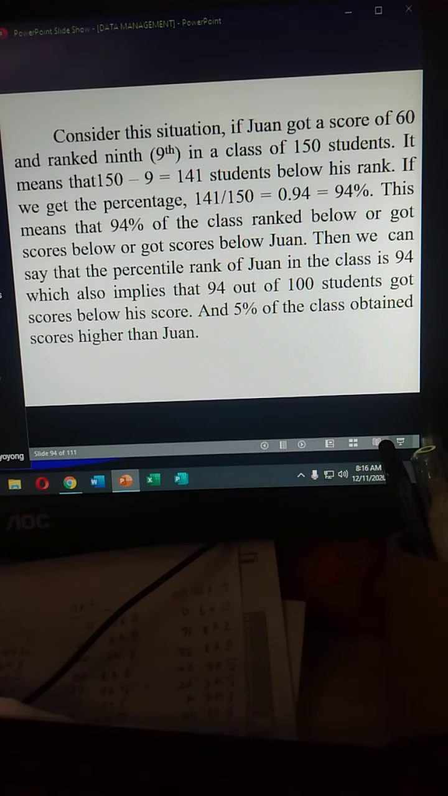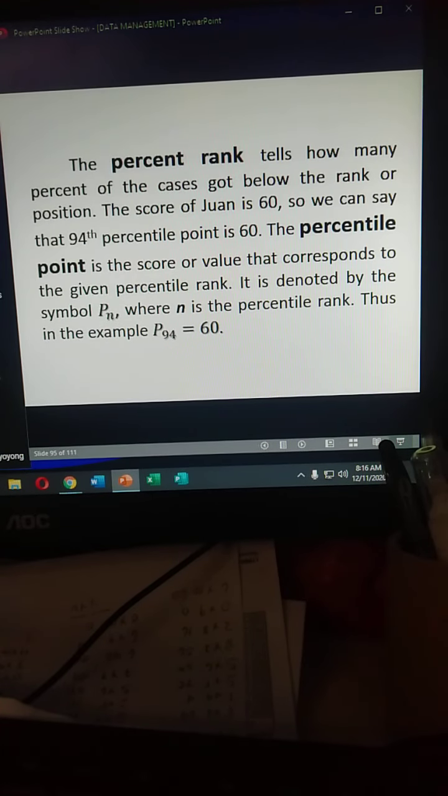Okay, 60, because 60 is what Juan got. That is the percentile point. The 60 is what Juan got, and the 94th percentile is the rank below Juan. That is why P94 is equal to 60. Okay. Another example.